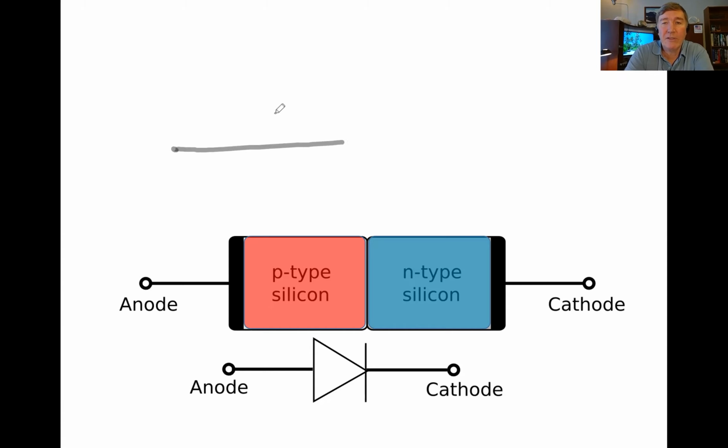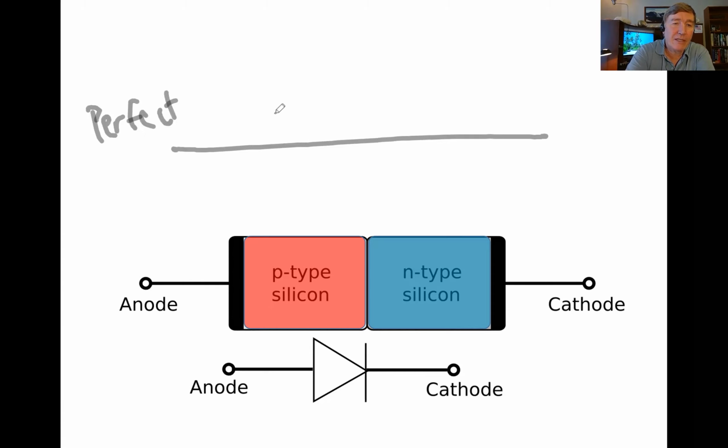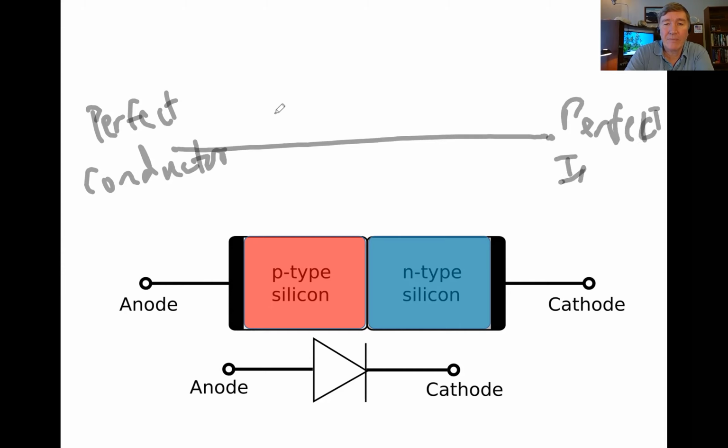So if you were to look at the spectrum, over here you have something that's a perfect conductor. And over here you have something that's a perfect insulator. Okay, and basically nothing is perfect. I mean, even if you were to take a piece of metal, which is considered to be a great conductor, metal isn't a perfect conductor.